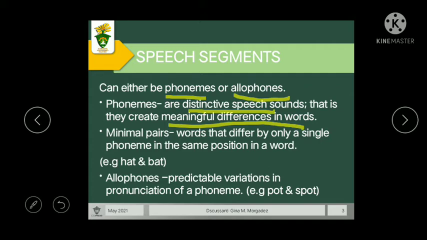The second and the third segments are the same vowel and consonant, so we can say the phonemes a and t respectively. But the two initial sounds are different. Bat begins with b and hat begins with this one.